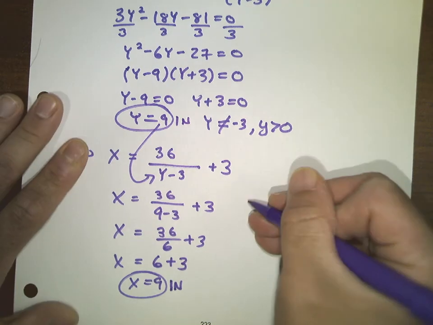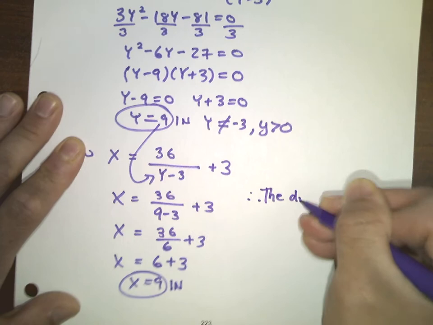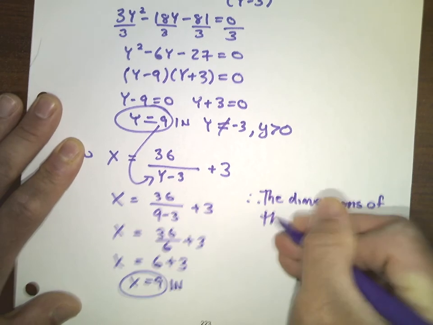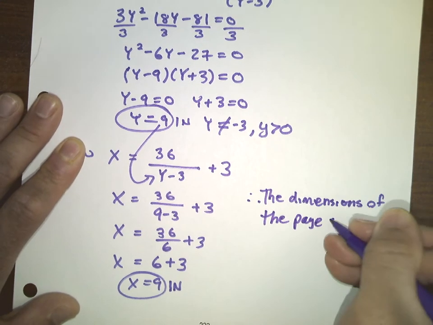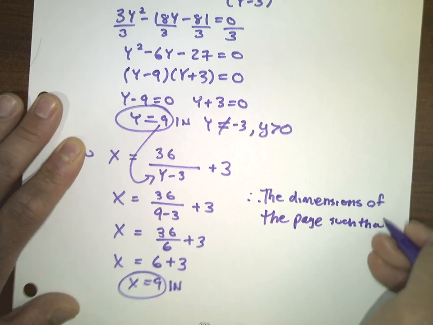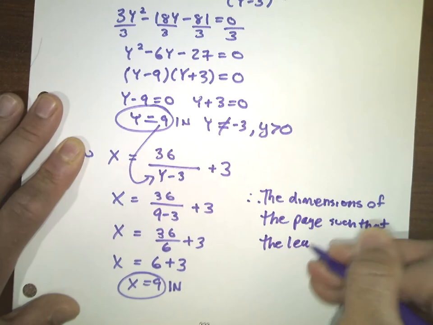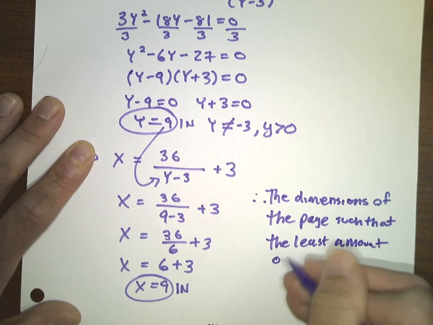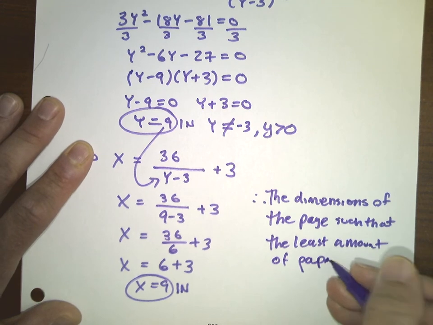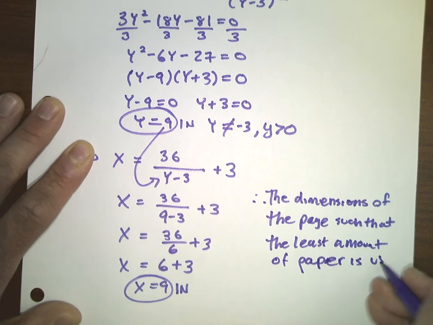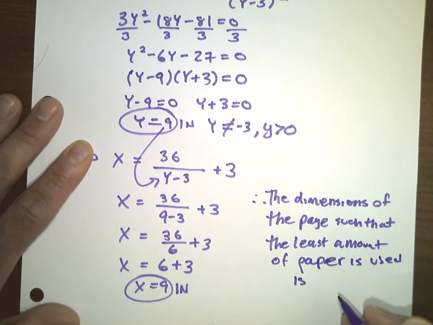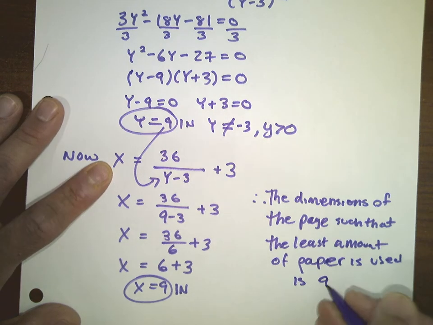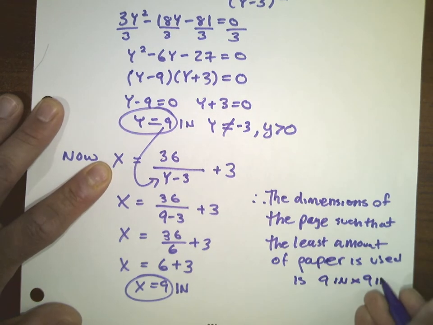So the dimensions of the page, such that the least amount of paper is used, would be 9 inches by 9 inches.